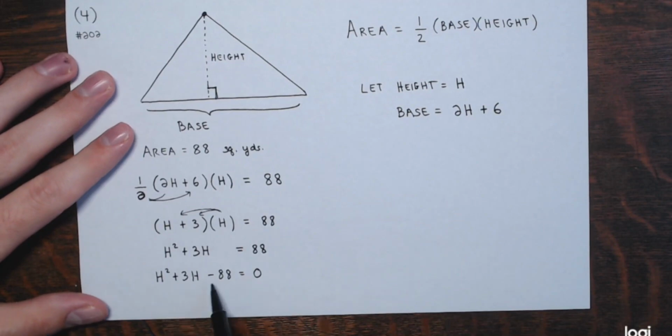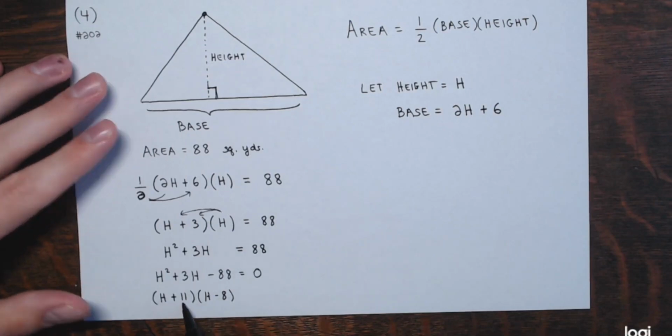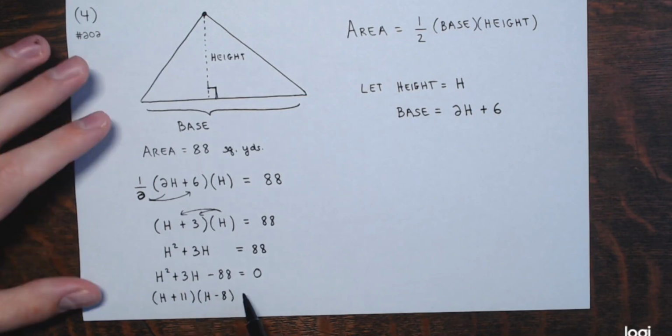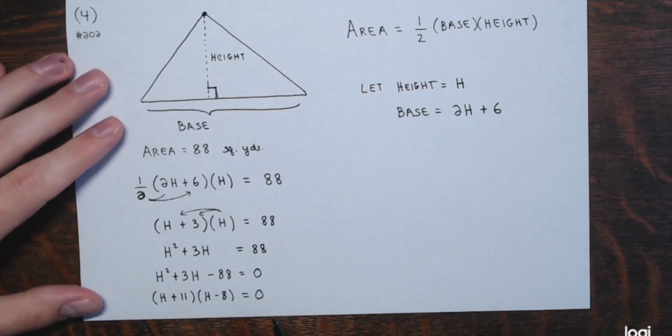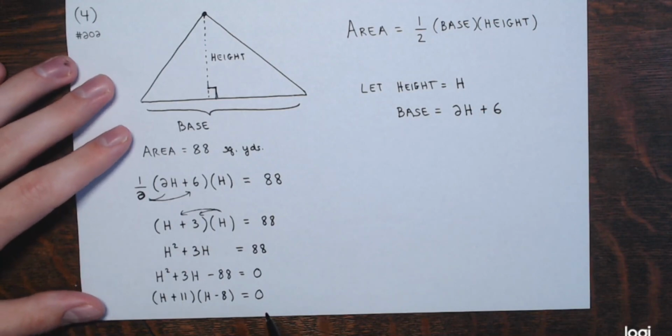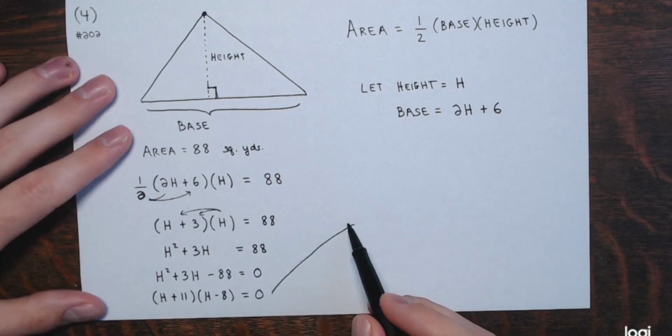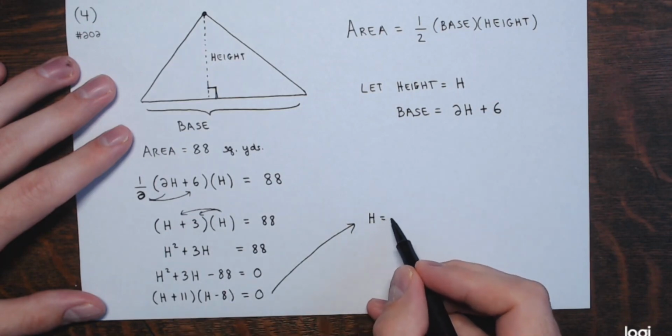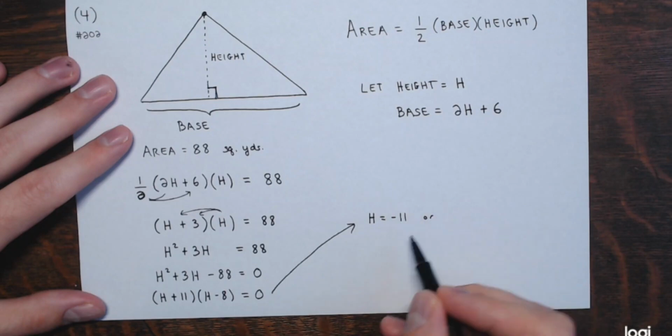And this factors quite nicely to h plus 11 times h minus 8. That would be h squared, minus 8h plus 11h for the plus 3h, and then minus 88. Okay, and then using the zero product property, the solutions here are h equals negative 11 or h equals positive 8.